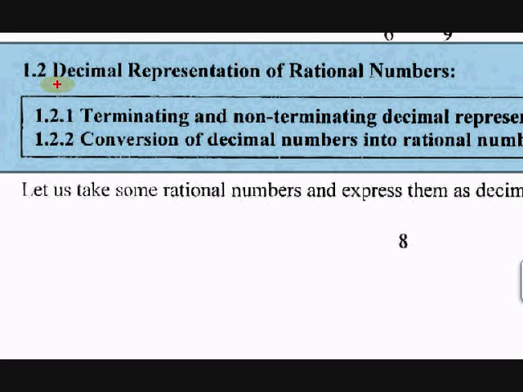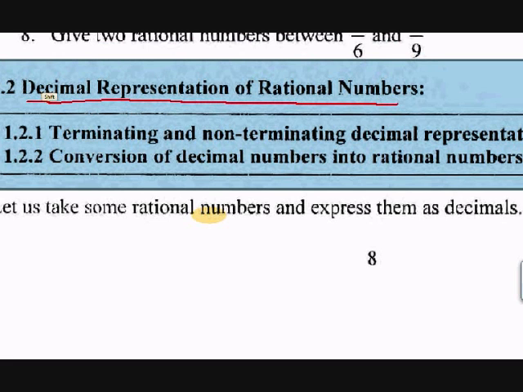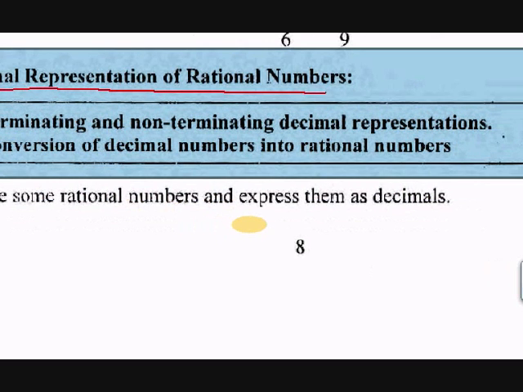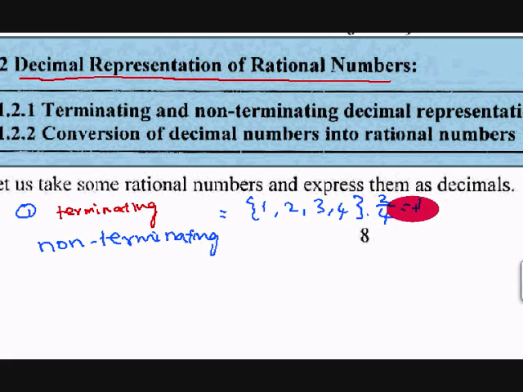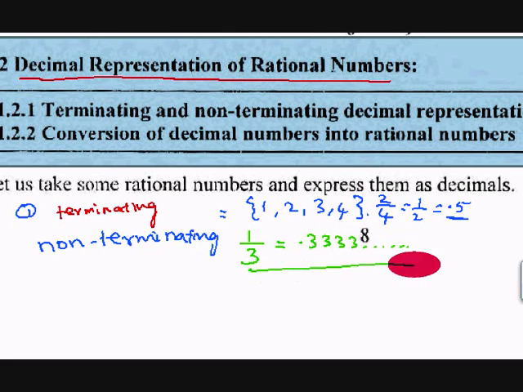The decimal representation of rational numbers, that is, terminating and non-terminating decimal representation. What is a terminating rational number? Say 2 by 4 equals 1 by 2, which equals 0.5. Clear, it terminates. Certain numbers like 1 by 3, which is 0.3333 and it goes on, is a non-terminating rational number.